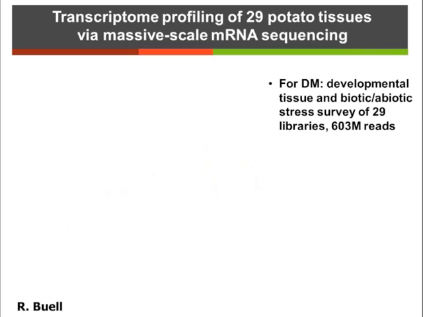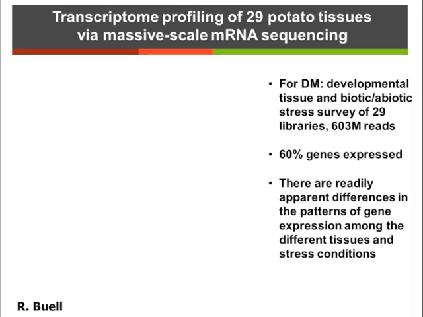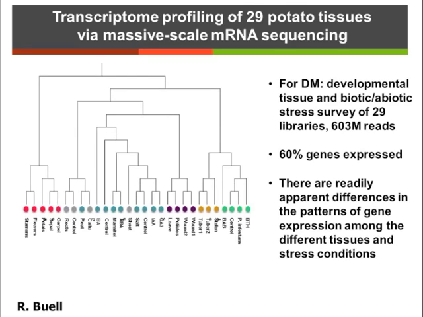So for the DM, we did 29 different libraries. We had 600 million reads, and in this developmental time series, we detected expression of 60% of the genes. And we were able to make a hierarchical clustering of the different tissues and their expression patterns. What's shown over here are all the different fruit and flower libraries. Right here are roots and callus. Over here is stress conditions. And then over here is wounding conditions. And then here's the tubers and stolons. And then these are the biotic stress.